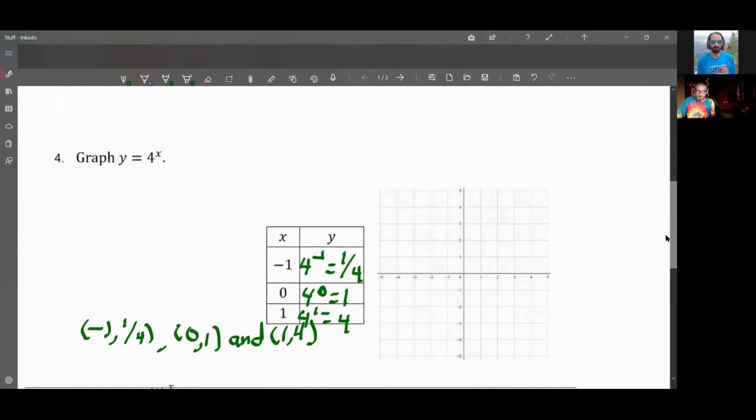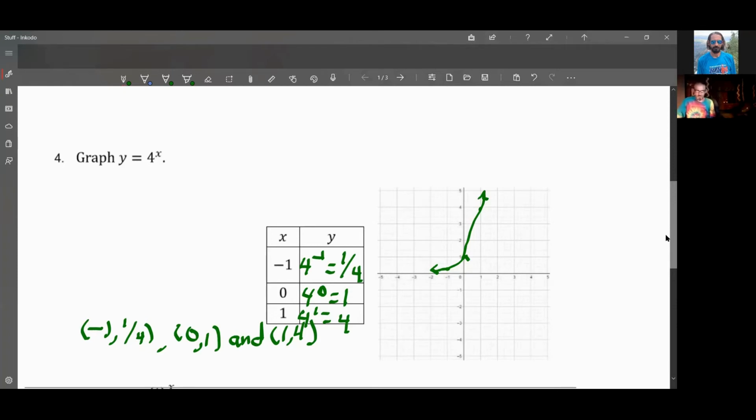So here's (-1, 1/4) approximately, (0, 1), and (1, 4). Notice on the left-hand side, when we connect here with a smooth curve, that it's growing kind of slowly, and then when we cross the y-axis, it's growing a lot more quickly.